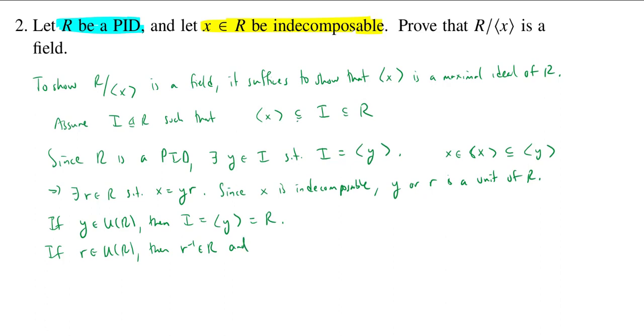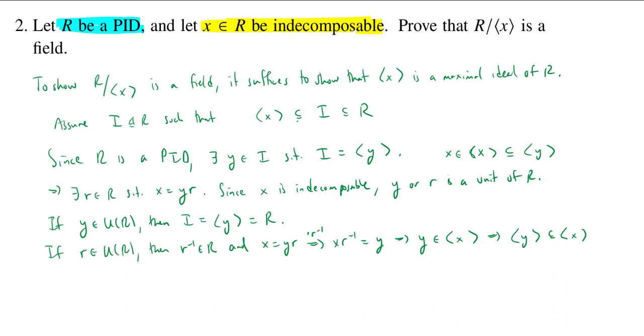And, well, what did I have here? X was equal to Y times r, but if I multiply both sides of that equality by r inverse, well, on the right-hand side, the r will go away, and so I'll just end up with X r inverse is equal to Y. But this tells me that I can write Y as a multiple of X, i.e. that Y is an element of the ideal generated by X. But if Y is in the ideal generated by X, then the entire ideal generated by Y must be contained in the ideal generated by X.